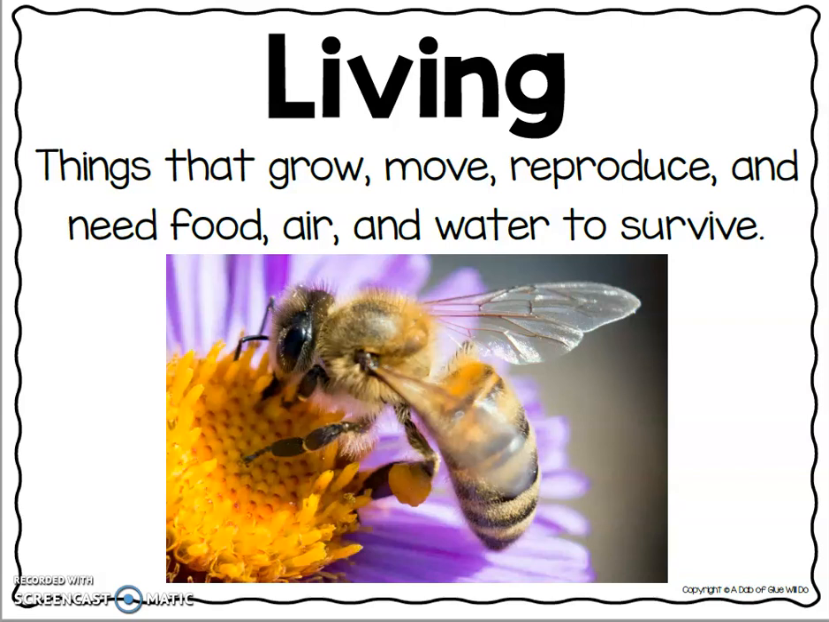So let's start today by reviewing what a living thing is and what a non-living thing is. This slide explains to us what a living thing is. It says living things grow, move, reproduce. That means that they make more of themselves or they can make babies. And they need food, air, and water to survive. So in this picture, you see two examples of living things. You see a bee, and you also see a flower.